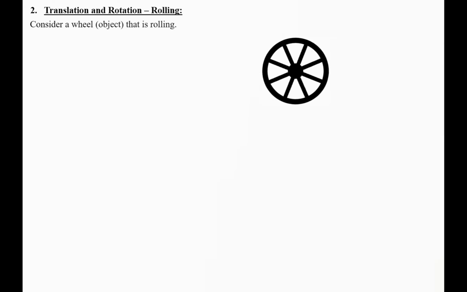Now section 2, translation and rotation, combined motion known as rolling. Consider a wheel object that is rolling. By rolling we mean that the disk performs two types of motion, translation and rotation. It rotates around its axis while it's being translated. Rolling is a combined motion of translation and rotation.